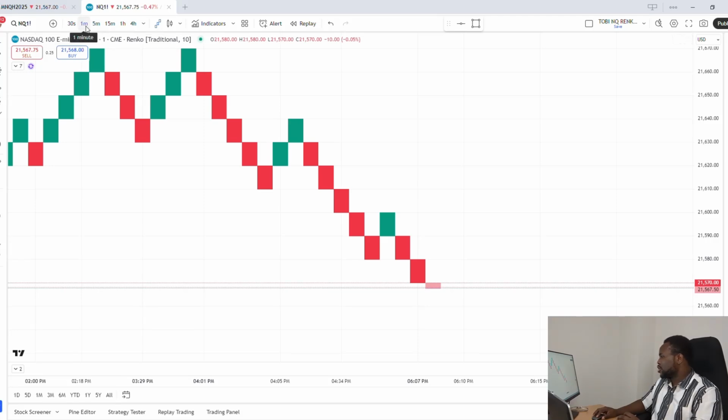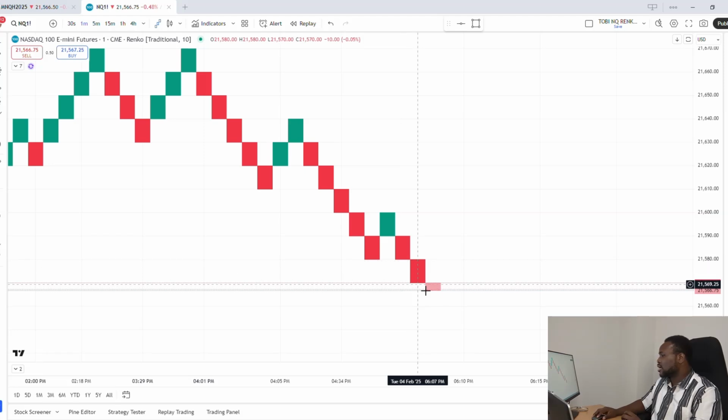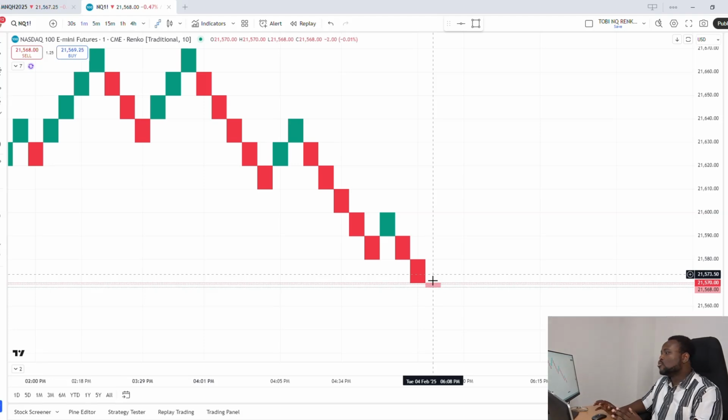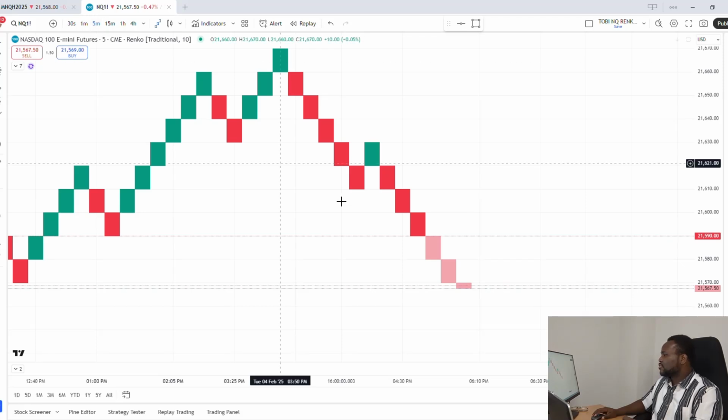As you saw earlier, it had moved 10 plus points on the Nasdaq Futures and sustained 10 plus points for 1 minute. That is when it solidifies and tells you that in that 1 minute time frame, it's moving in the downward direction. If we make this 5 minutes, for example, now you're looking at it on the 5 minute.